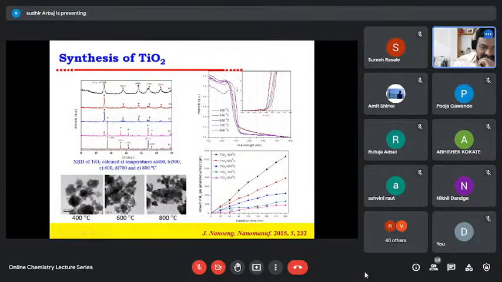Okay, so we observe photocatalytic activity. The material heated at 400 degrees centigrade shows the highest photocatalytic activity for hydrogen. Almost 1200 micromoles of hydrogen is being generated from water splitting.